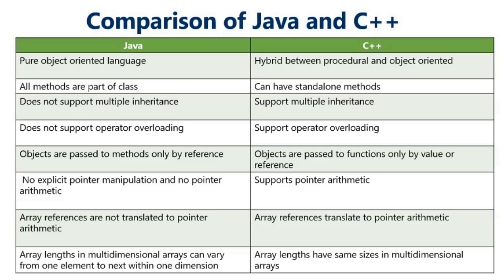In multi-dimensional arrays in Java, the array lengths can vary from one element to the next in one dimension. Whereas in C++, whenever you declare any multi-dimensional array, the array lengths in that multi-dimensional array must be the same.